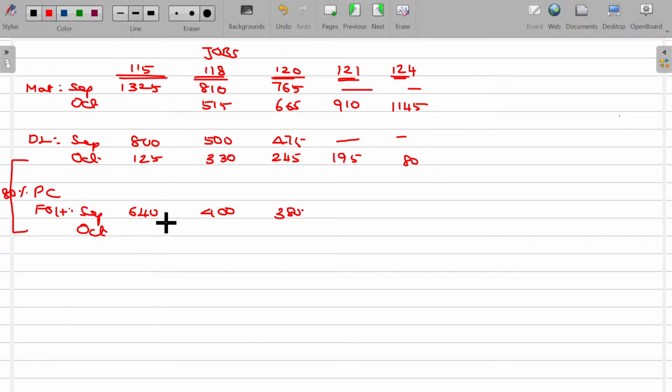125 into 80 percentage being 100. 330 into 80 percentage, 264. 245 into 80 percentage, 196. And in this case 195 into 80 percentage, 156. Here 64.